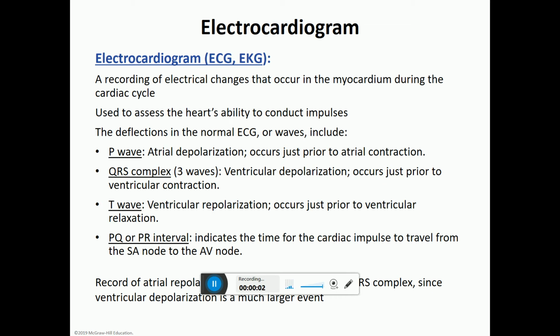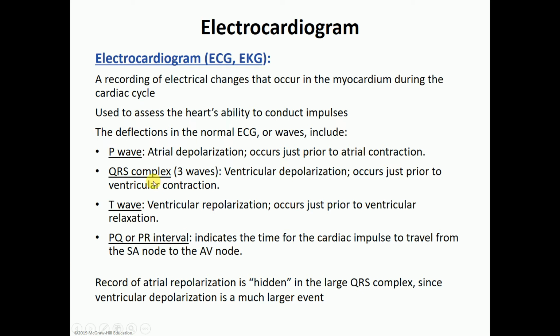Now, this part will discuss the electrocardiogram or the ECG, also known as an EKG. This is the recording of the electrical changes that are happening in the myocardium during a cardiac cycle. And it depends on the heart's ability to conduct the action potential. So it really depends on the SA node and the conduction system that we discussed previously. All of the waves and the deflections that we find on a normal EKG include these different parts.